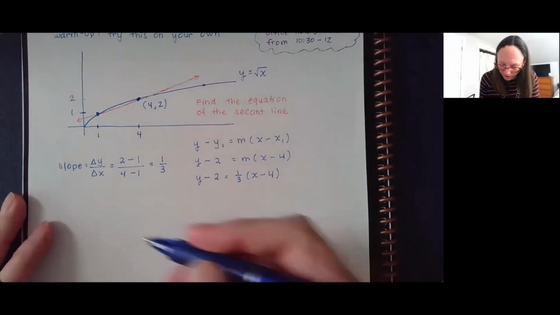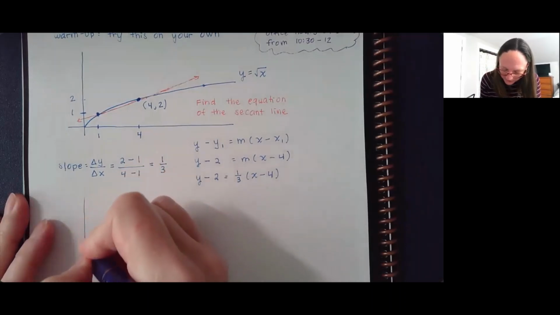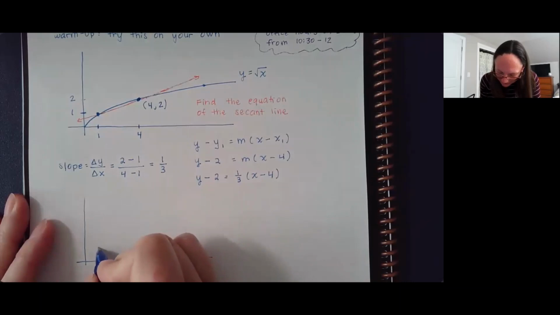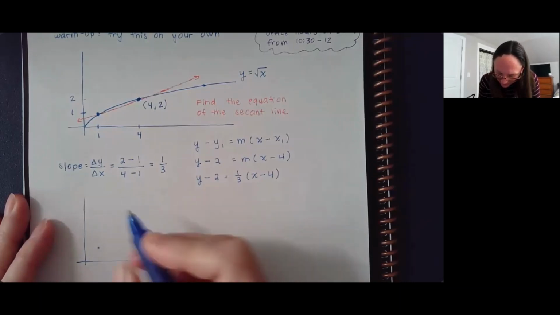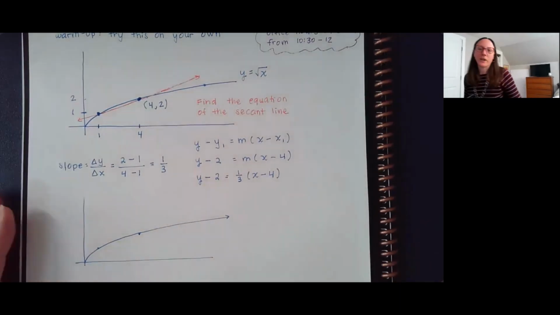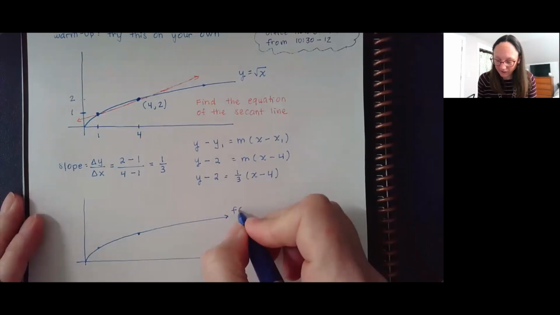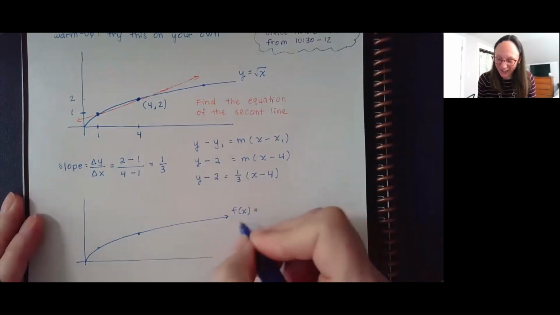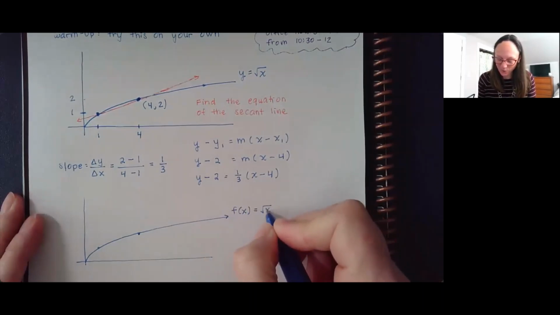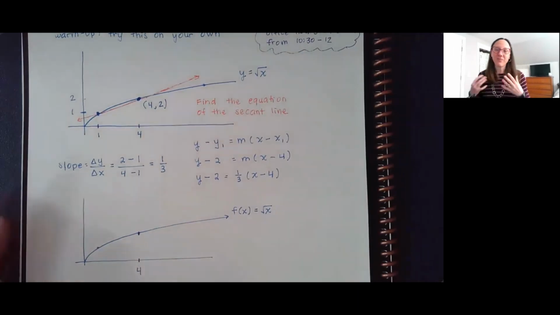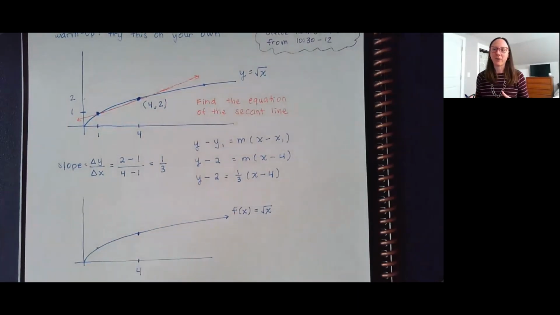I'm going to go ahead and redraw my graph just so that it doesn't get too messy on me. And so here's my graph. I'm looking at the same function. This time I'm going to give it function notation, and I'm going to call it f of x is equal to the square root of x. And I'm going to come back here to that x equals 4 value.